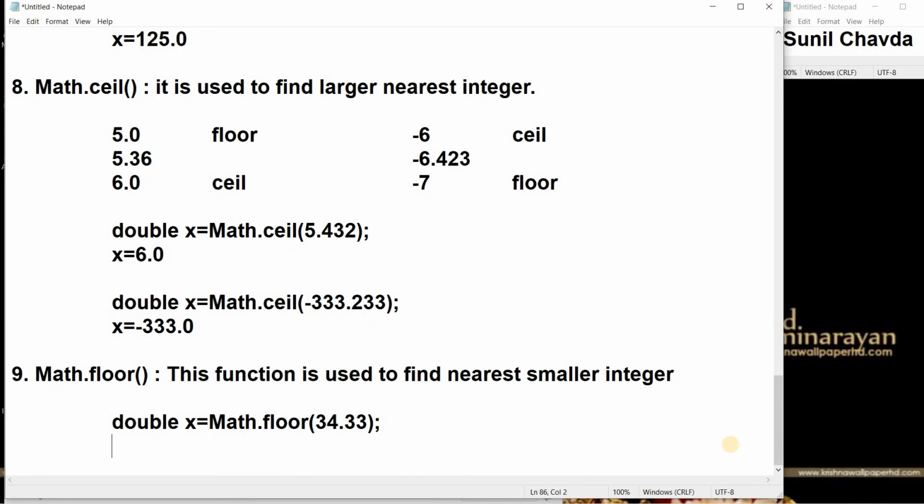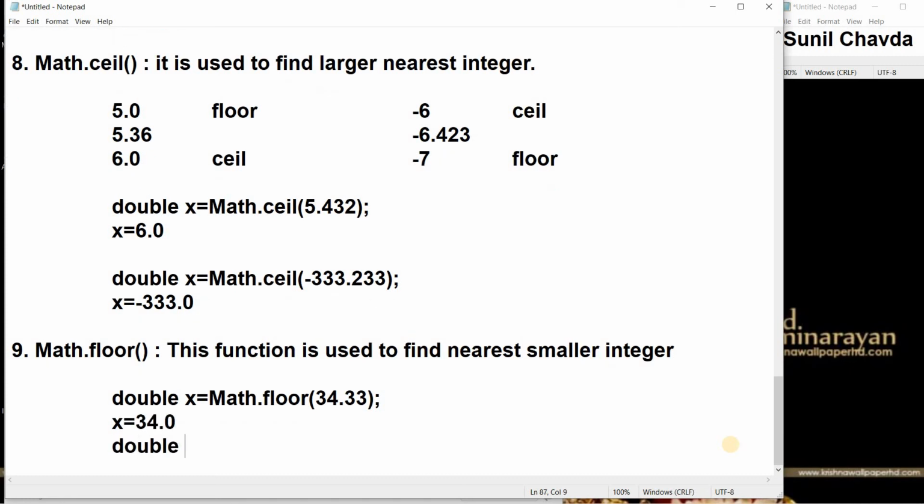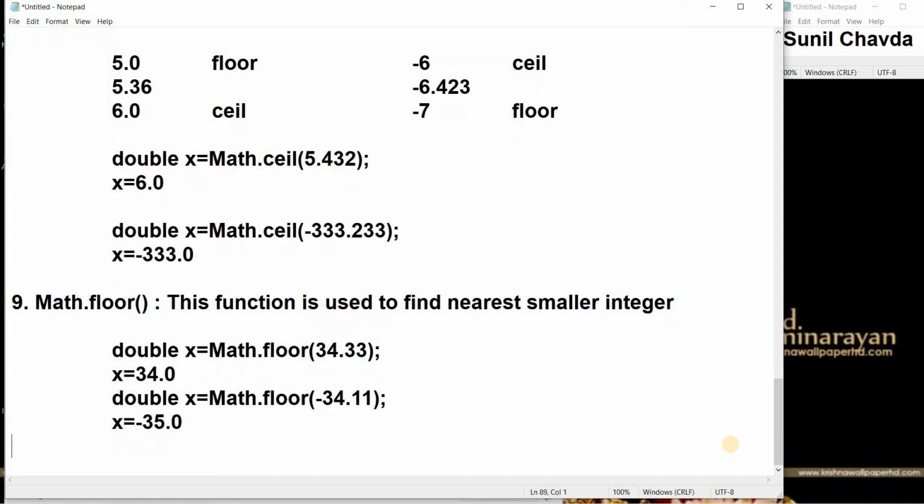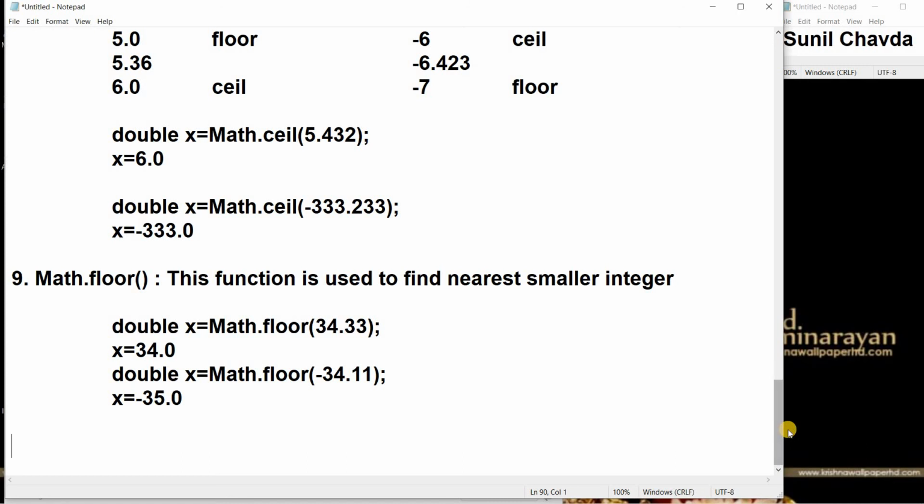So 34.33 is going between 34 and 35. But which number is smaller from 34 and 35? The number is 34 only. So the answer is 34.0. This function can also work with a double value. So Math.floor, and in the bracket I am writing minus 34.11. Now minus 34.11 is coming between minus 34 and minus 35. But which number is smaller? Minus 35 is smaller. So the answer is minus 35.0. So we have Math.ceil, and we have Math.floor also.